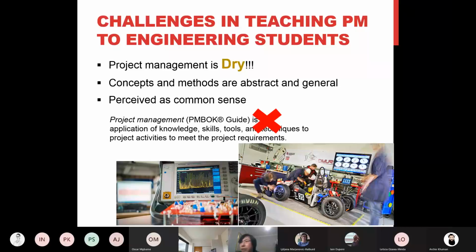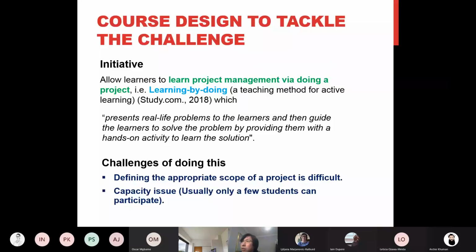So our solution is, since it's difficult to see the link, then we let the student do an engineering project, and by doing it, feel how important project management is. So then our course design is to apply the learning by doing strategy, which is a method for active learning. So specifically, it presents a real-life problem to the learners and then guides the learners to solve the problem by providing them with hands-on activity to learn the solution. So that is project. But it's not that straightforward because we do have challenges of deciding the project.